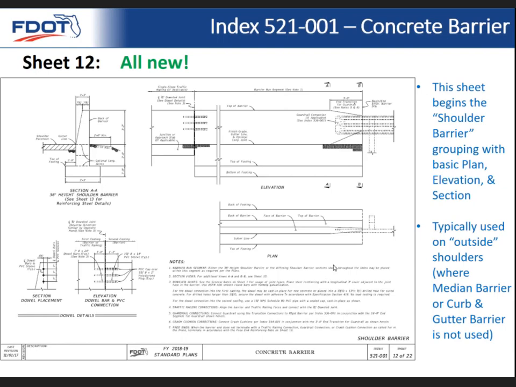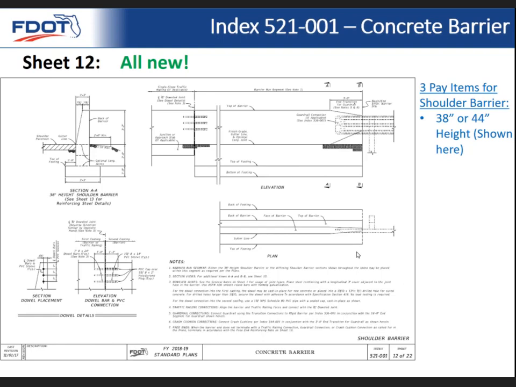Now, shoulder barrier is typically used on outside shoulders, basically where median barrier and curb and gutter barrier is not used. You use this on the outside shoulders. Generally, if you had lateral clearance available for deflection of guardrail, that might be your first option. But if you were shielding a lot of things on the roadside that were very close to the barrier and you needed something very rigid, then you could elect to use the shoulder barrier.